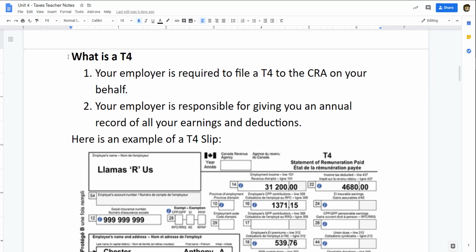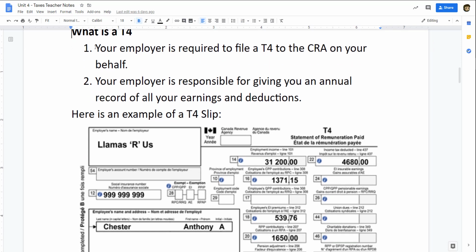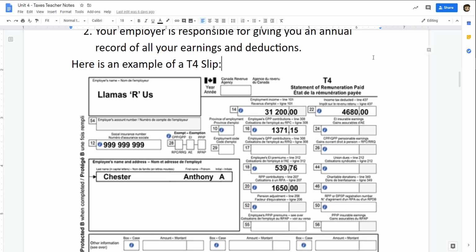Next, what is a T4? Well, a T4 is required to be filed by your employer to the CRA on your behalf. They're also responsible for giving you an annual record of all your earnings and deductions. You'll need a T4 slip in order to fill out your T1 tax form. A T1 is like your standard tax form that you fill out. T4 is what your employer fills out for each employee.